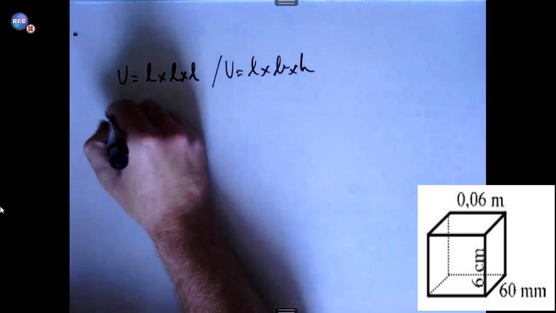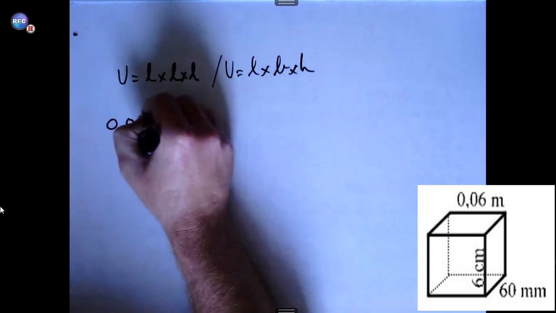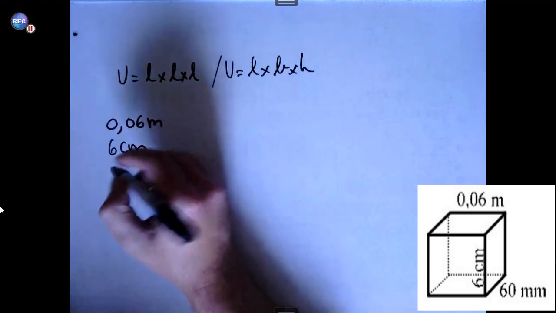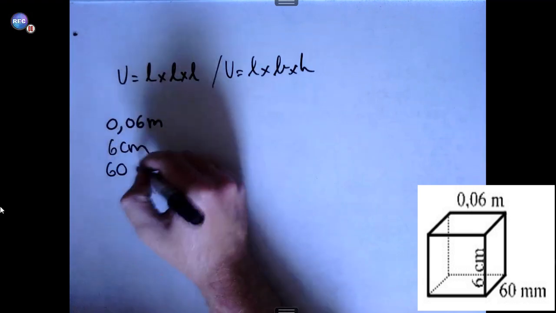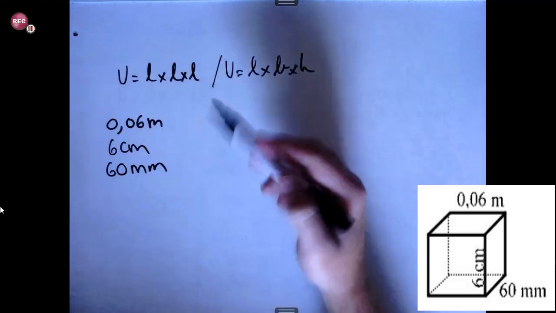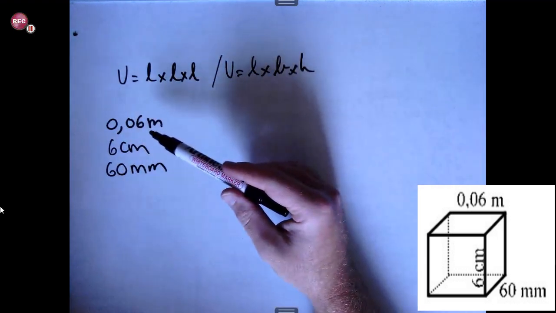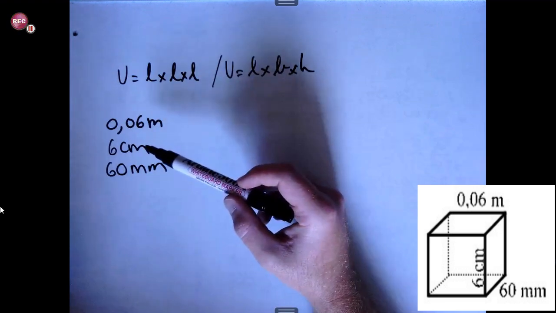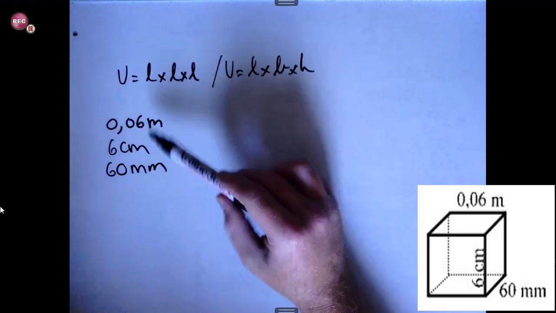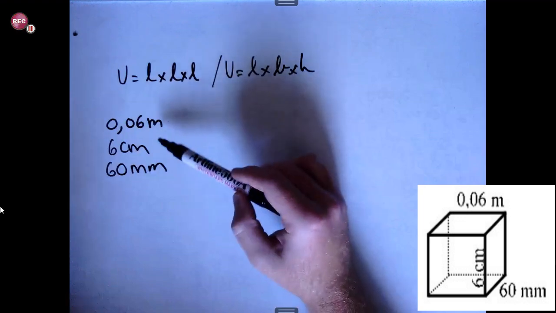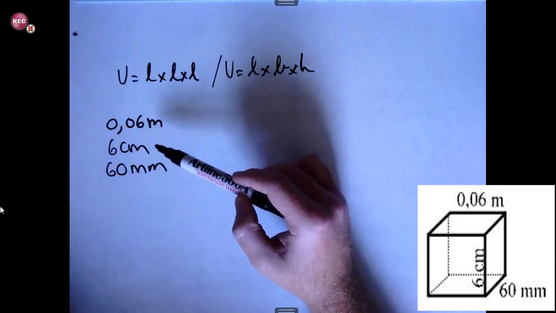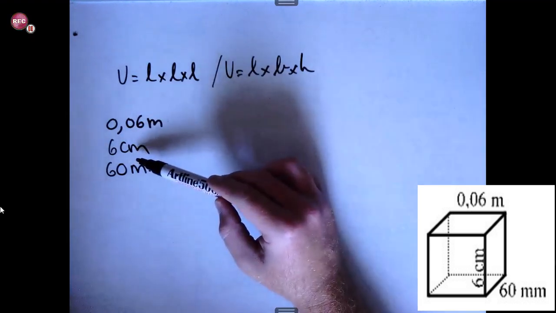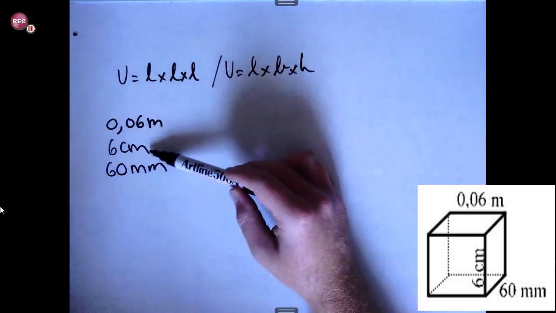Okay, so with this, the cube, as you can see at the bottom right of the screen, has the following measurements. One side is 0.06 meters, then we've got one side that is 6 centimeters, and the final one would be 60 millimeters. Now you need to know that all the sides have to be exactly the same length. So what you'll have to do is convert the applicable measurements to the suitable unit of measurement that you want. I'm going to make everything centimeters.